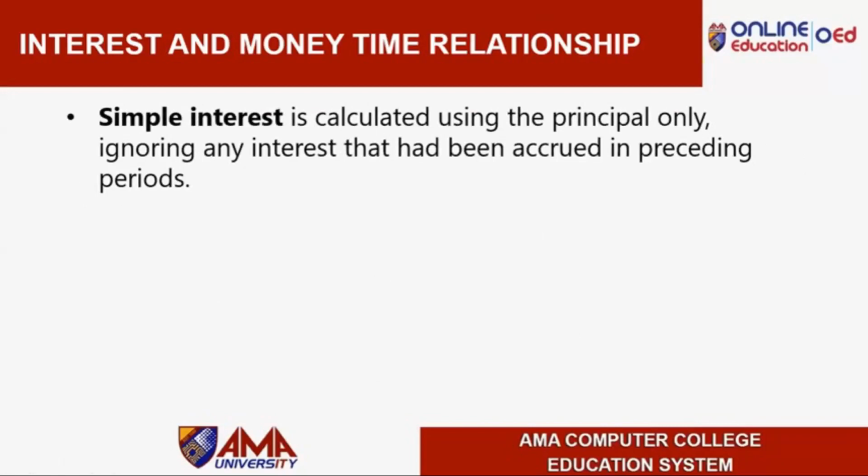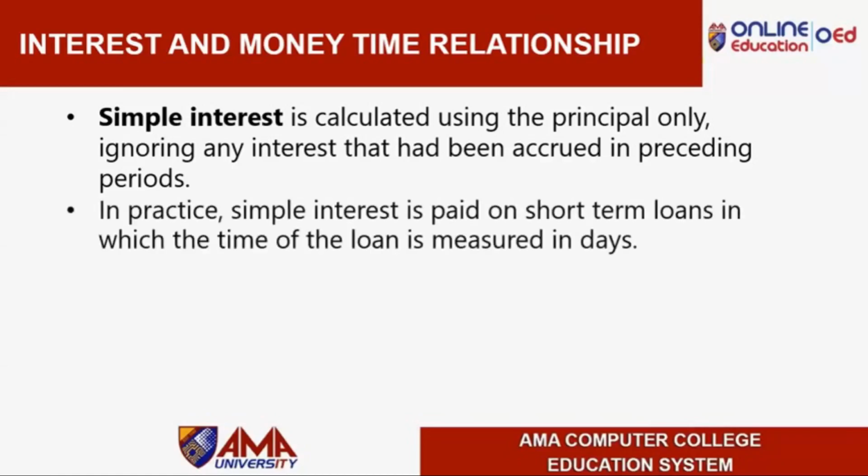The first type of interest is simple interest. It is calculated using the principal only, ignoring any interest that had been accrued in preceding periods. In practice, simple interest is paid on short-term loans in which the time of the loan is measured in days.